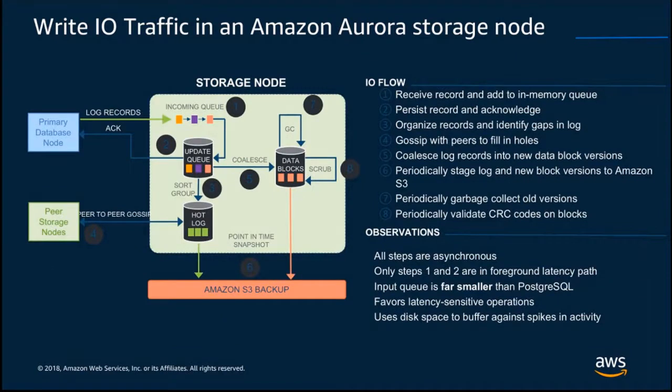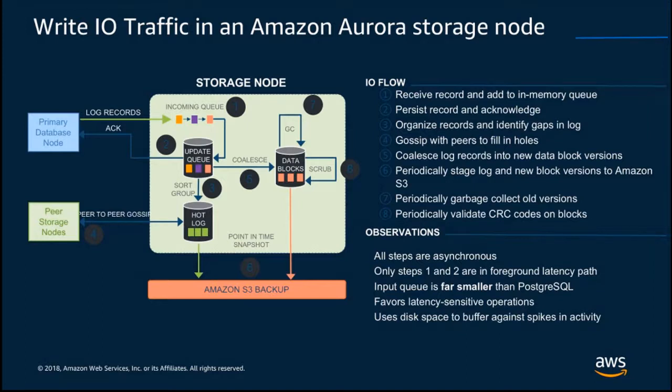Now, if we take a look down into the storage node itself, this is a picture of a single storage node, so you can see what's happening. The primary database node sends log records to the storage node. The storage node receives those log records in memory and immediately writes them to a local SSD, a local disk, and then responds back to the database node.